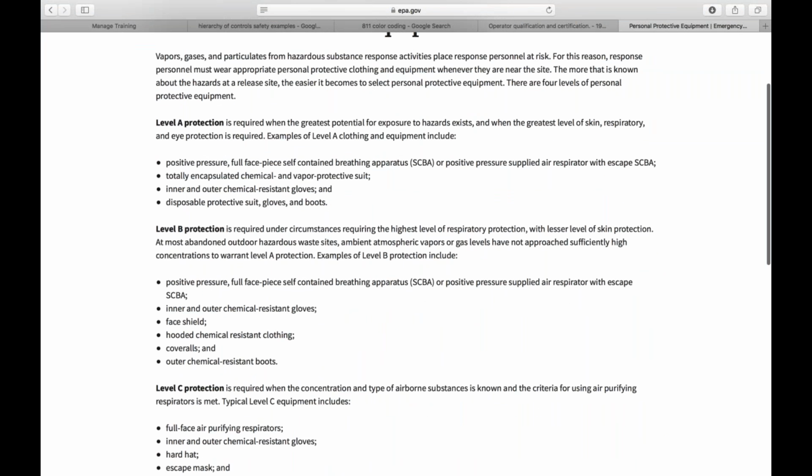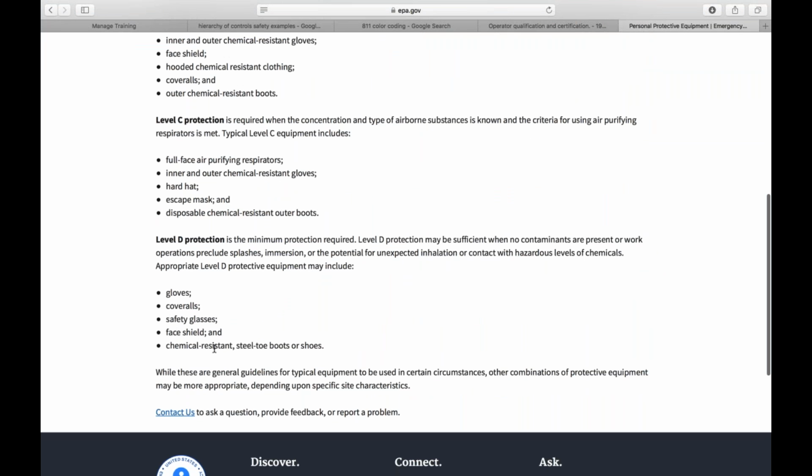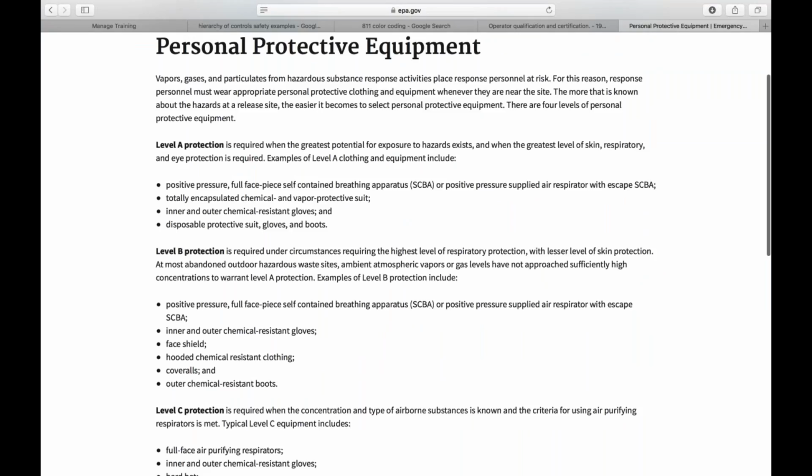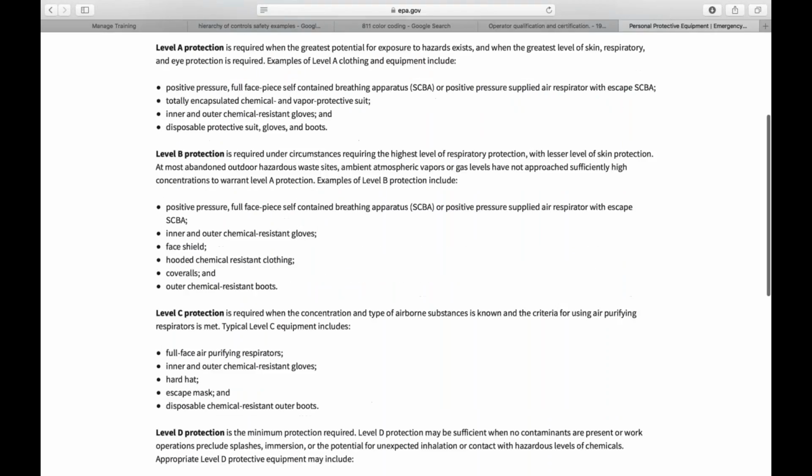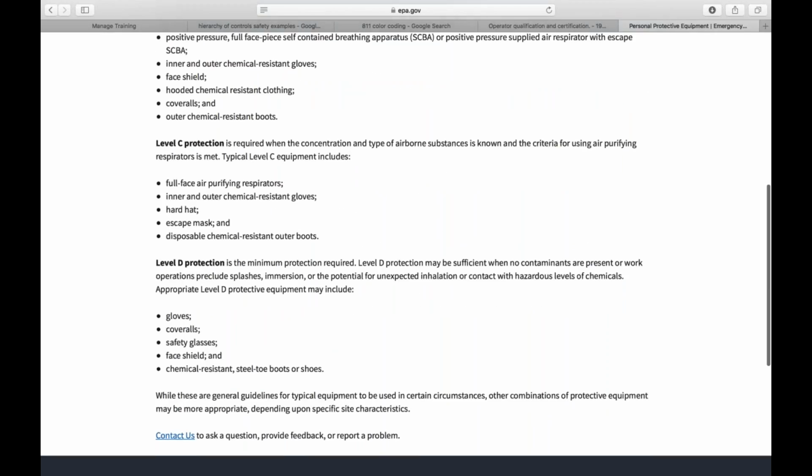There's your level A, B, C, and D. Okay, there's your different levels, and the highest level is level A, which is the greatest risk. Level B, C, and D is the lowest level, if you see how low the PPE levels are on it.